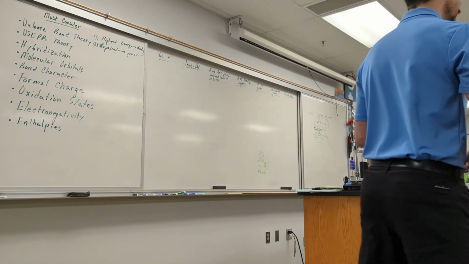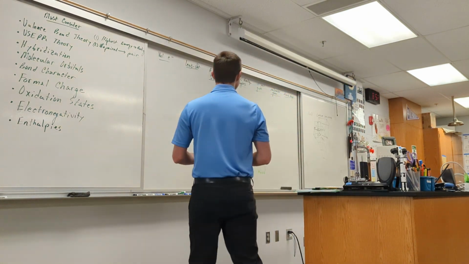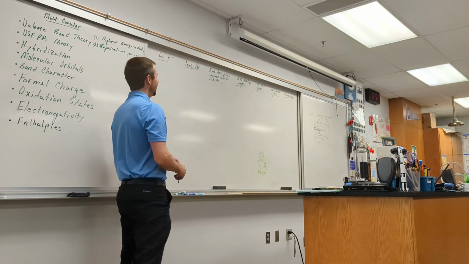Bond angles are always at 60, 60, 60, am I right? This is an equilateral triangle.